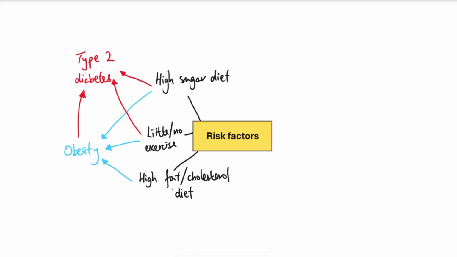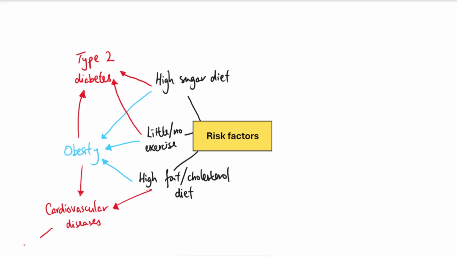Now, on the other hand, we've got a high fat or high cholesterol diet. Together with obesity, they are both risk factors for cardiovascular diseases. The word cardiovascular can be split into two parts. You've got cardio, which refers to anything to do with the heart. Vascular refers to the blood vessels. So this is a general term given to any disease that affects the heart or the blood vessels.